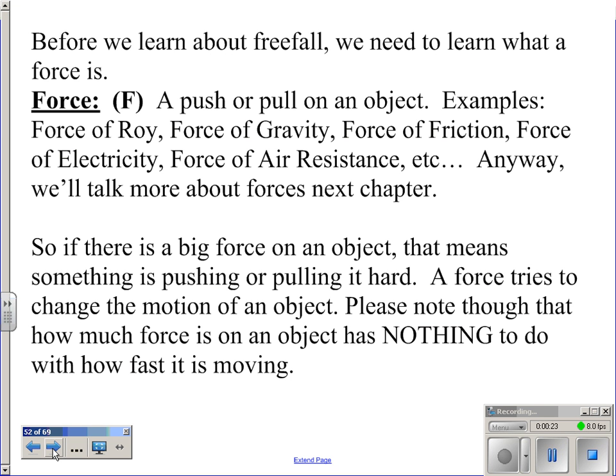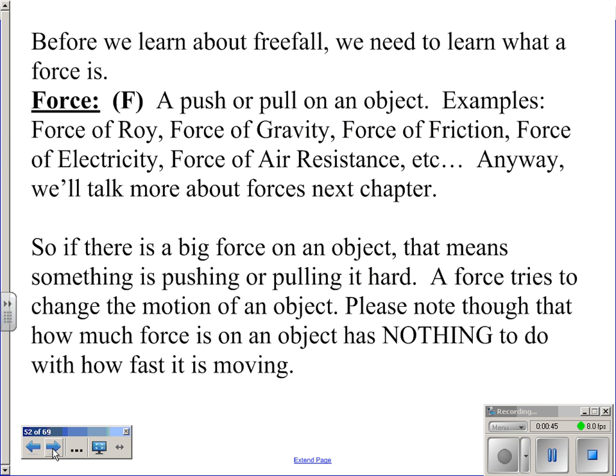You can have the force of Roy or some person pushing or pulling the object. You can talk about gravity from the earth pulling a ball down, or pulling your chair down towards the floor, or whatever. You can talk about the force of friction. Anytime two objects rub together, there's friction between them, and that's a force resisting the two objects sliding.